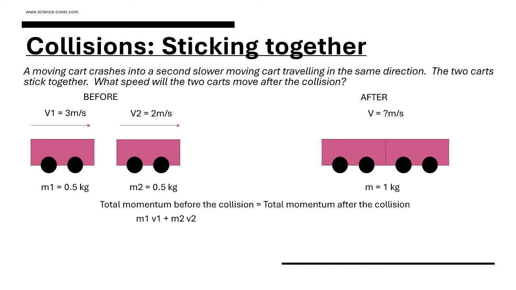This is m1 v1 plus m2 v2, and it must be equal to m3 v3. If we substitute in the numbers that we have, 0.5 times 3 plus 0.5 times 2, and this must be equal to 1 times v3. Now this time we have 1.5 plus 1 equals v3. So v3 must be equal to 2 meters per second.